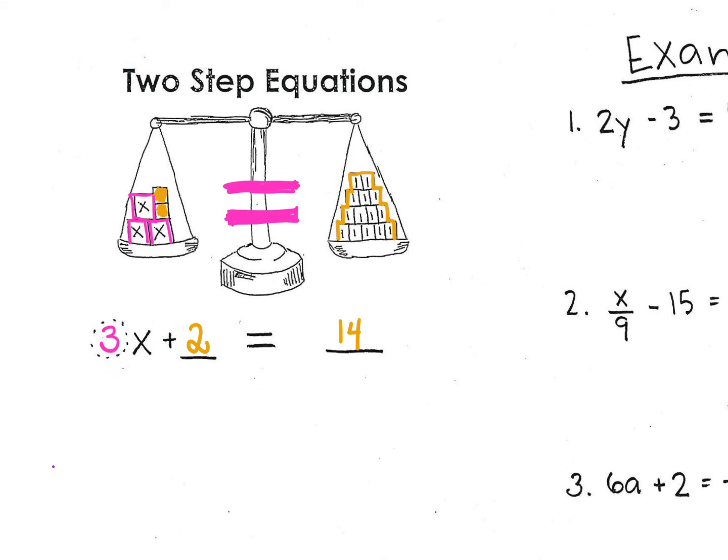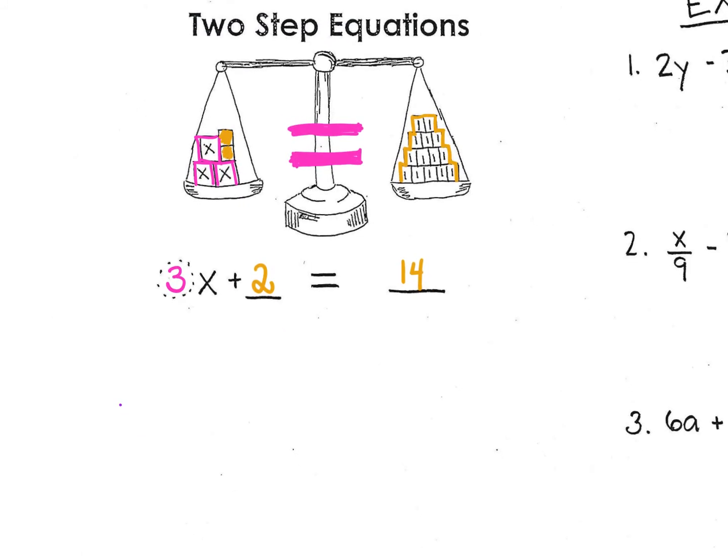Now our goal here in solving this equation is to get to x equals something. We want to know what x is equal to. So what we need to do first is get rid of these 2 1's right here. So I'm going to take them off of this pan, and that is indicated by subtracting 2.